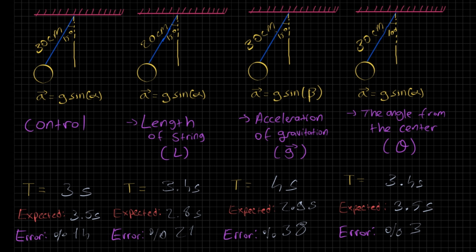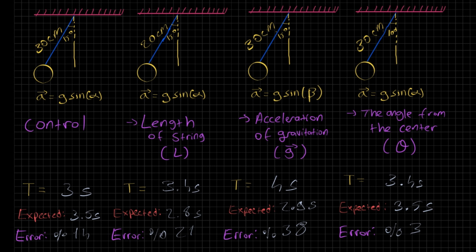One possible cause for this difference could be the accuracy of timing or the friction between the string and the puck, which wasn't accounted for. This would lead to a slightly shorter period than expected.